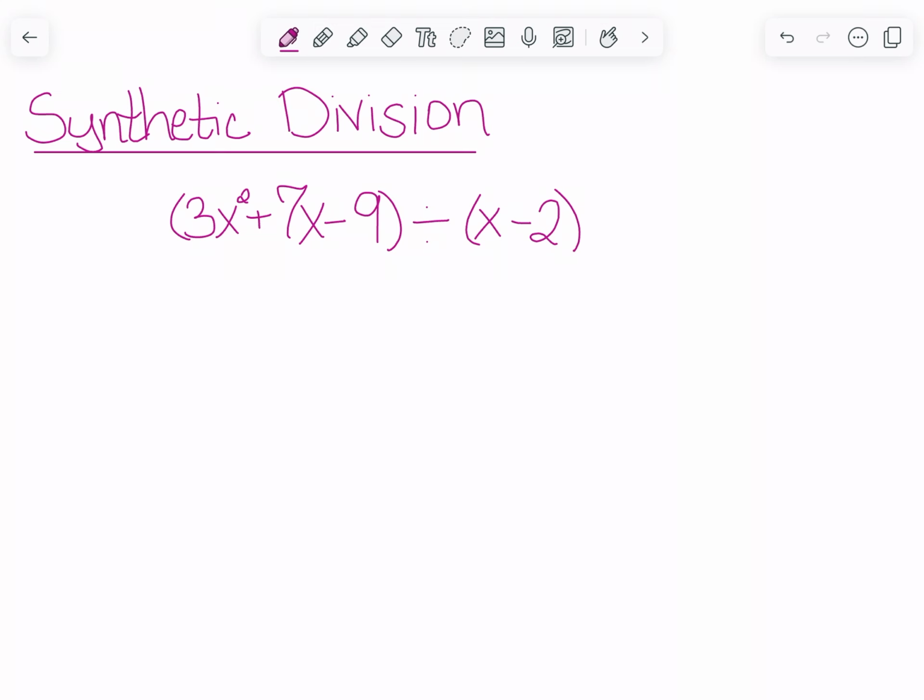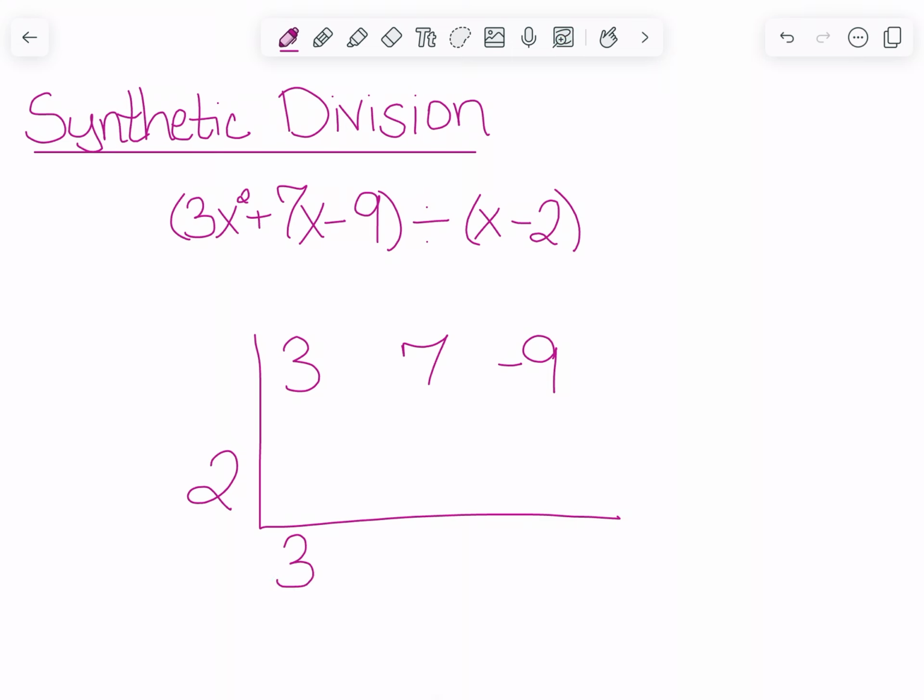The first step is we're going to take all of the coefficients of the dividend and write them in a row, and we're going to put this bracket around it. It's going to look like this. We then take the value of k, in this case 2. We're dividing by x minus k, so in this case 2. And we write it at the start of our second row. We bring the first number down.